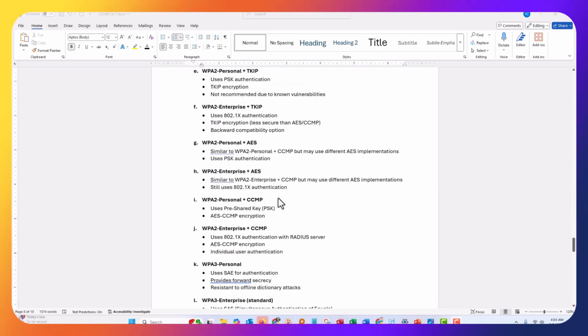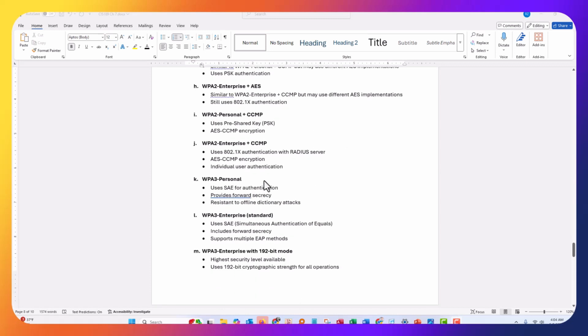Eventually, we also came out with something called WPA with CCMP. Now, CCMP, you're going to love this one, stands for Counter Mode with Cipher Block Chaining Message Authentication Code Protocol. Say that one 5 times. Well, WPA Personal and WPA Enterprise with CCMP still use AES encryption, but they added some capability to it to make it even stronger yet.